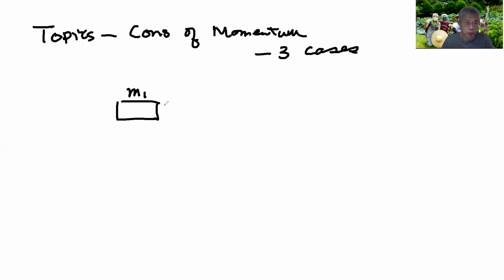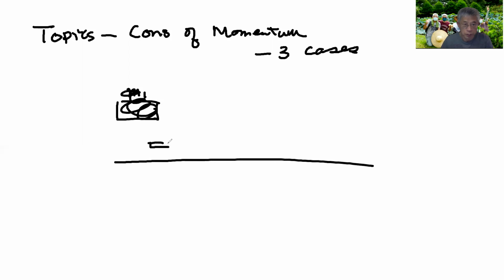Actually, I'm changing my mind. So M1 is gonna look like this. It's gonna be a bullet that's flying in, and M2 is going to be sitting there. Let's say M1 is equal to 10 to the -3 kilogram. So it's a bullet, 子弹. And M2, let's say, is equal to 1 kilogram.